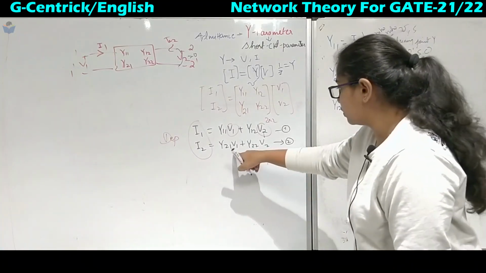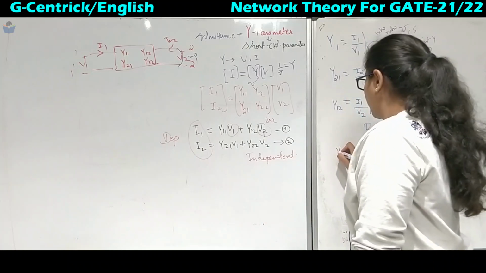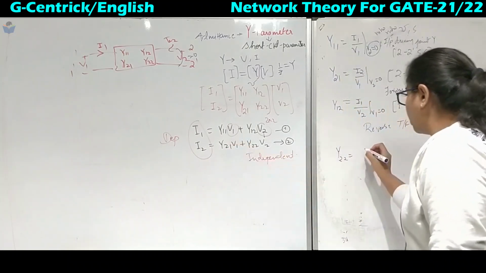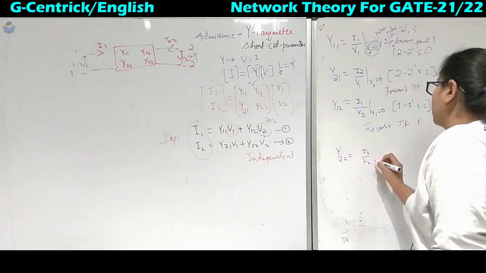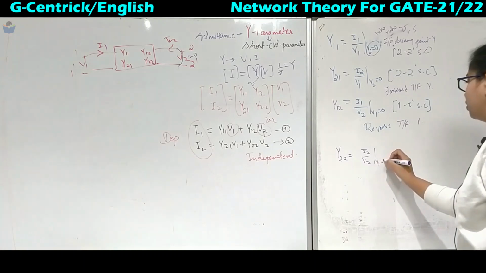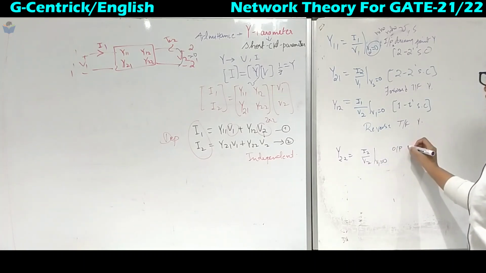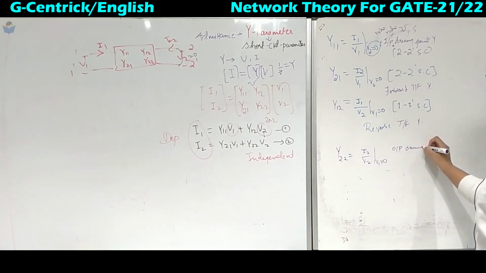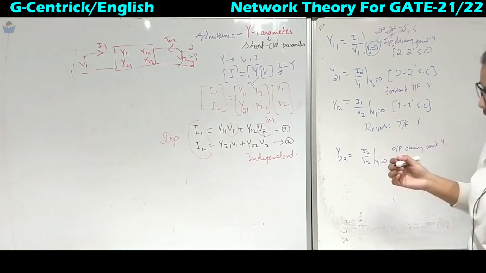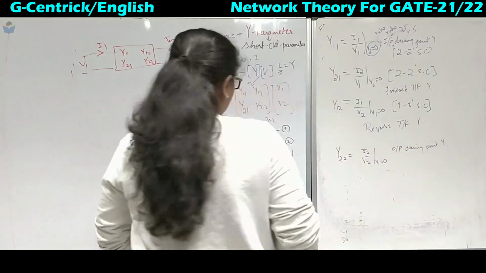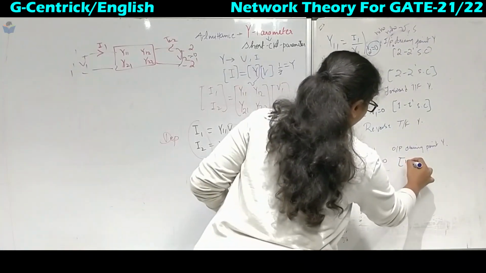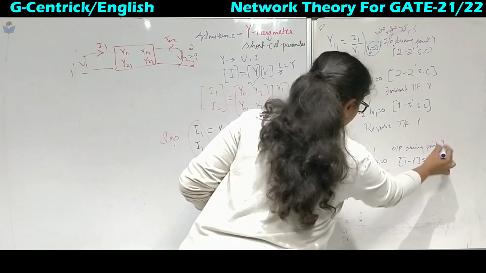Now coming to this one, we put V1 equal to 0. You will get the Y22 parameter, which is equal to I2 upon V2. Okay, so that was the input driving point, and this is nothing but the output driving point admittance. So these are the namings. Here also, the 1 dash terminal is short circuit.